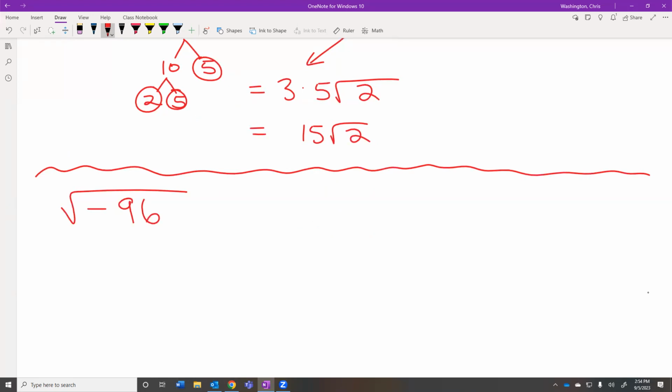try the square root of negative 96 with a calculator. So if you don't have your calculator out, go ahead and pull it out. Everything that we've done so far today, you could have typed in a calculator.